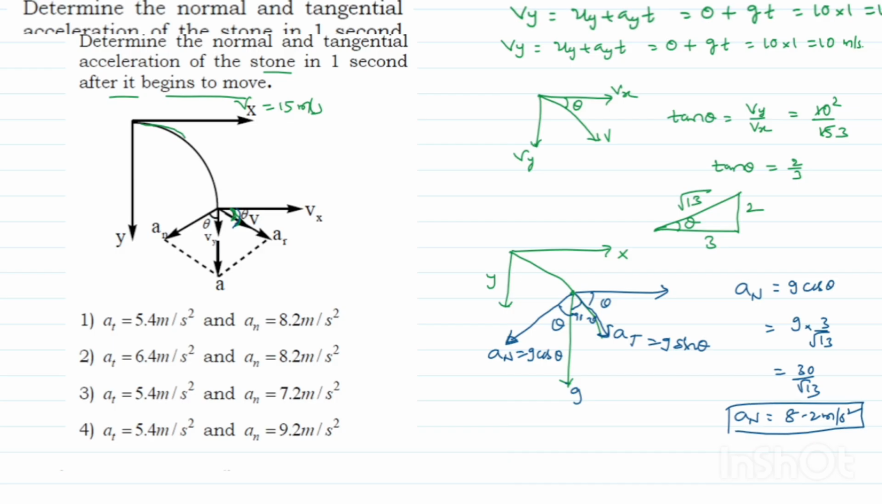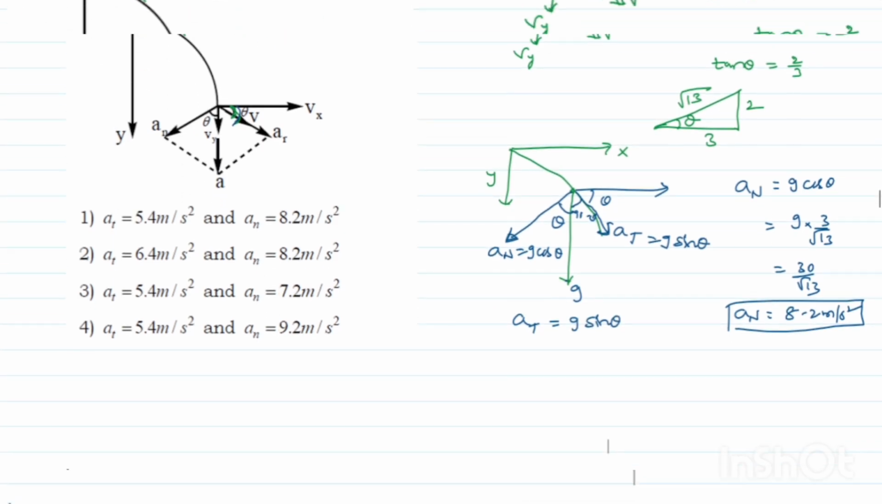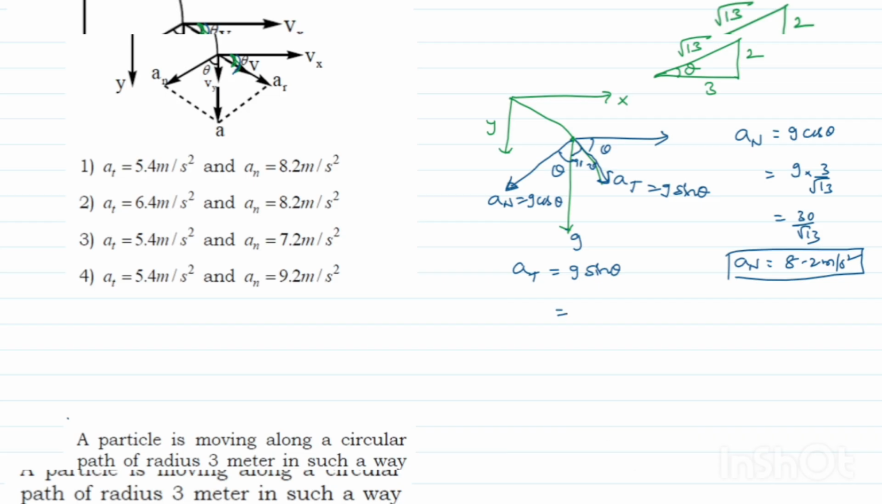Let us talk about the tangential acceleration. Tangential acceleration we got as g sin theta. Substituting g as 10, and sin theta from this triangle, opposite side is 2 and hypotenuse root 13. It's nothing but 20 by root 13, which is nearly 5.4 meter per second square. So these are the two accelerations: tangential acceleration is 5.4 meter per second square, and normal acceleration is 8.2 meter per second square.